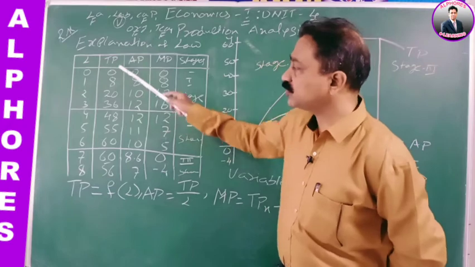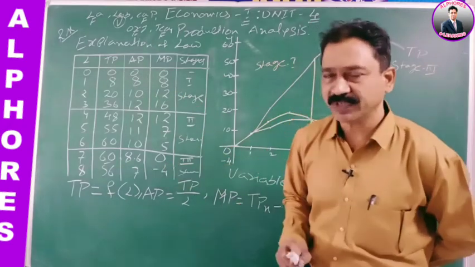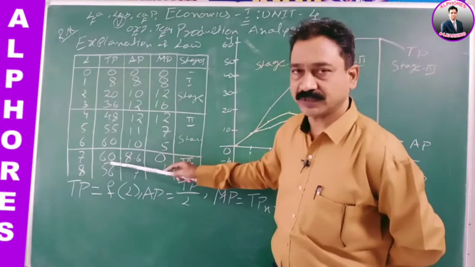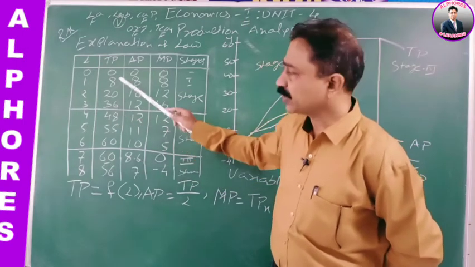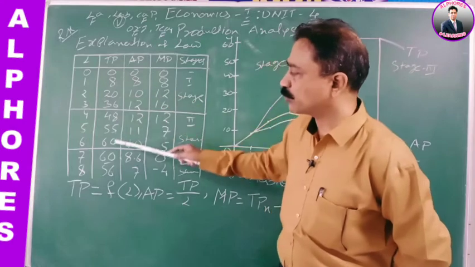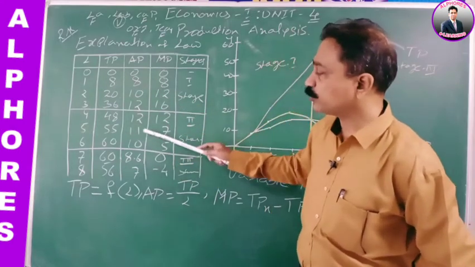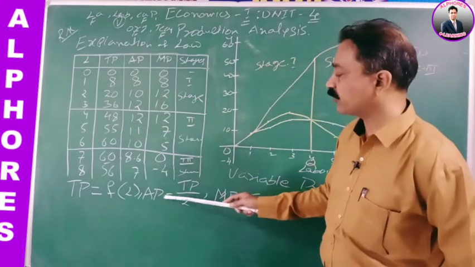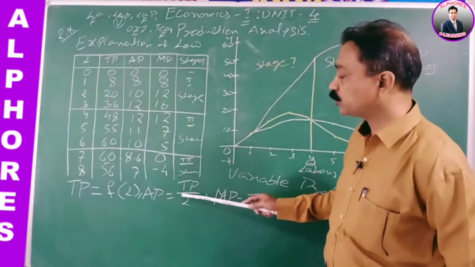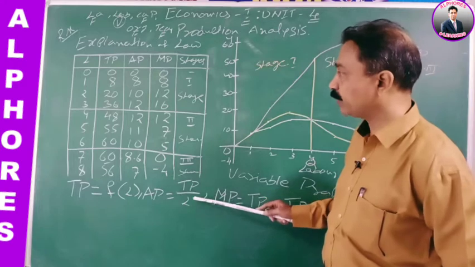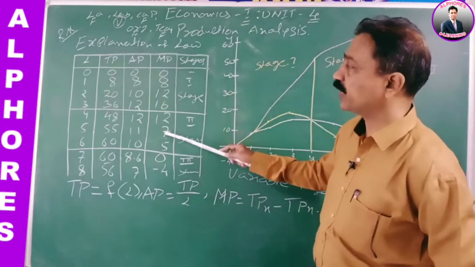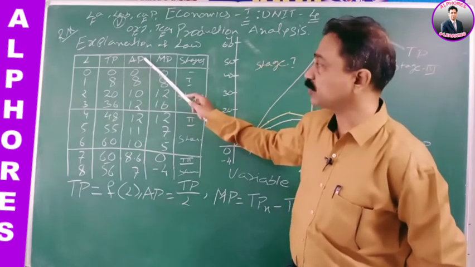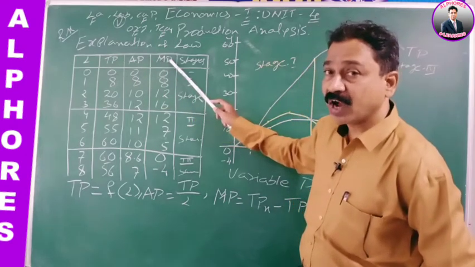But how did this TP come? Some students asked me, sir, how did this TP come? TP is an assumption. We imagine that as the labor increases, total product also increases. Average product is the result of total product divided by labor. Average product is equal to total product by labor. Now let us see the marginal product. TP means total product, AP means average product, MP means marginal product.